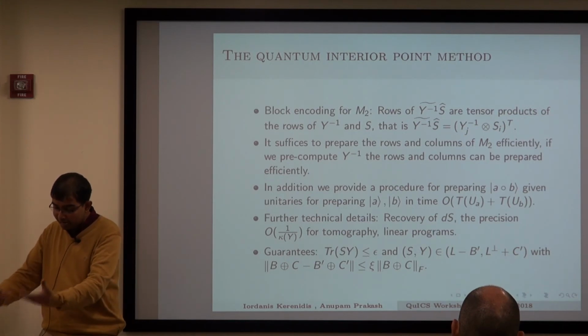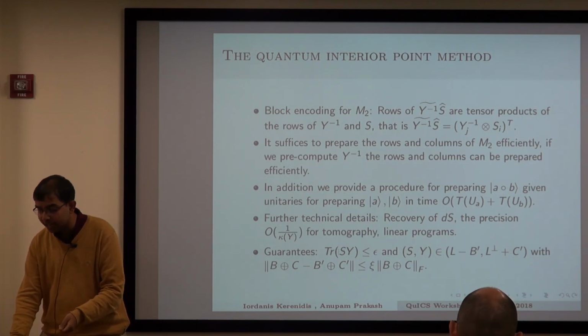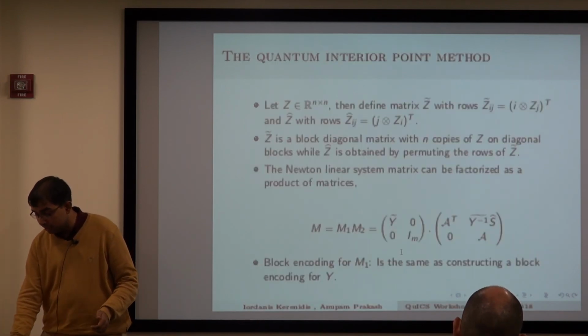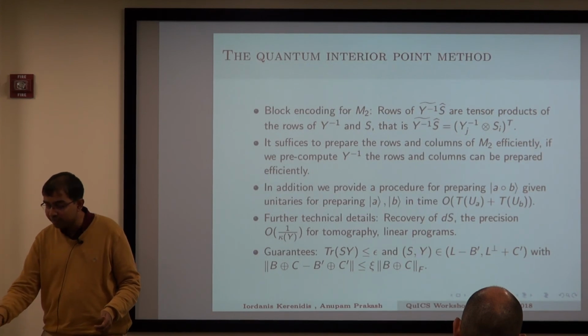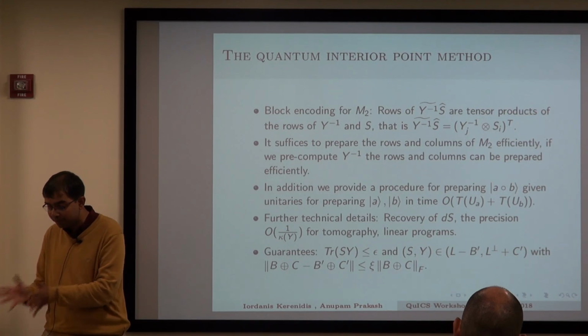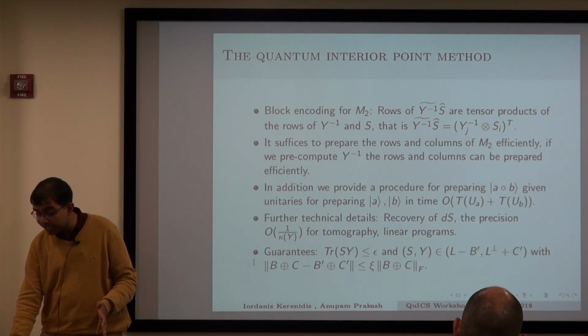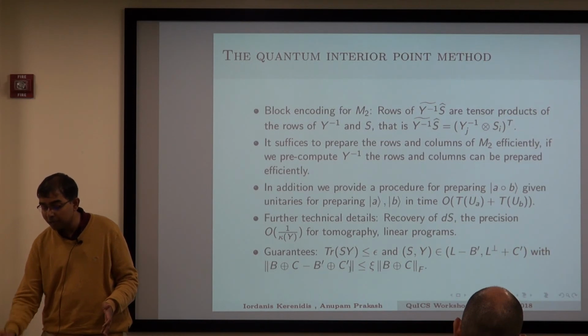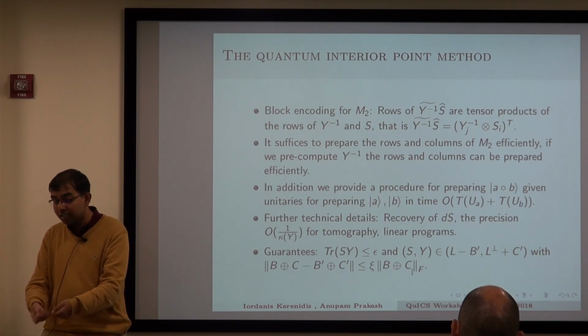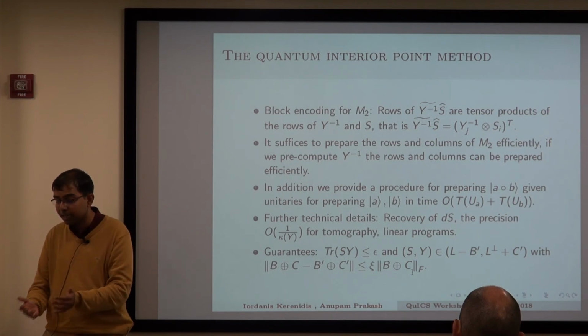Combining it with the analysis of the approximate interior point method, one gets the guarantee that trace sy is at most epsilon, so the duality gap is bounded. And the solutions are approximate in the following sense: the final solutions s, y belong to L minus B prime and L perp plus C prime. There's a relative error approximation for these: the norm of B plus C minus B prime plus C prime in the Frobenius norm is at most zeta times the Frobenius norm of B plus C. One can also get an absolute error zeta at the cost of blowing up the running time by square root n.